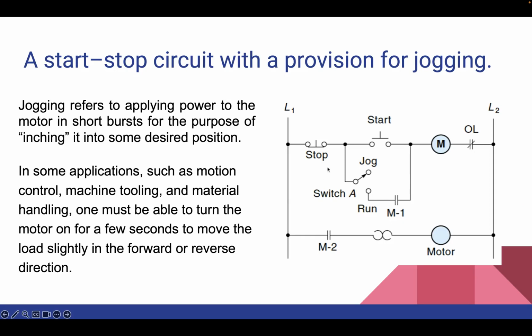So switch A that you see allows for two operating modes: the start and the jog. In the start mode, the circuit functions similarly to the standard start-stop circuit, with the relay being sealed every time the start button is pressed. However, when the jog mode is selected, the sealing circuit is disabled. So in that case, the power is supplied to the motor only when the start button is pressed.